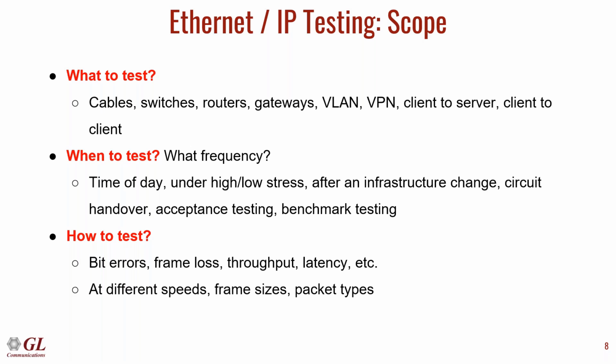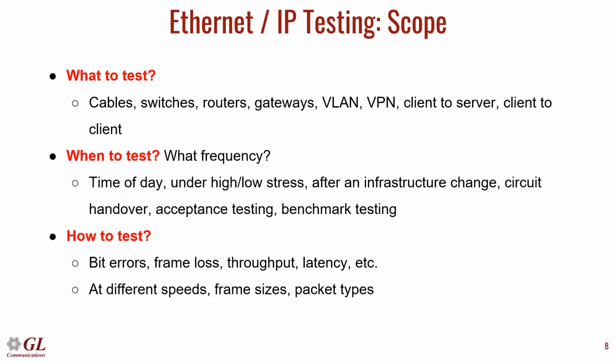And finally, how to test. There are so many different ways to run Ethernet tests. You can look at just raw bit streams and look at bit errors. You can look at frame loss. You can look at throughput for different frame sizes. You can look at latency. You can move up the protocol stack, so you can look at UDP packets, TCP throughput, and so on. So there's a bunch of different ways to test.